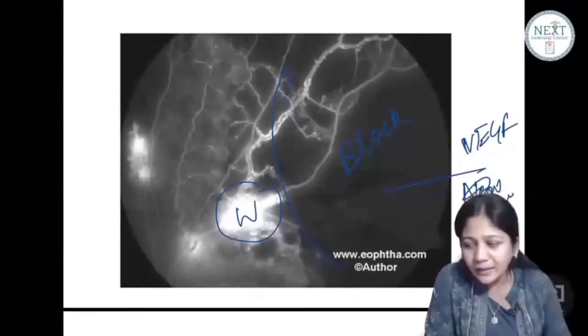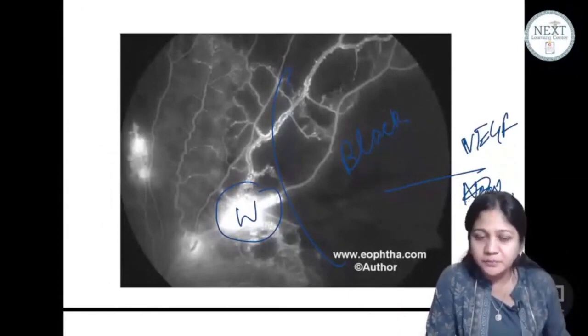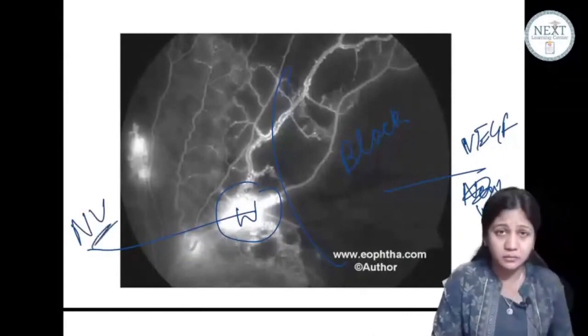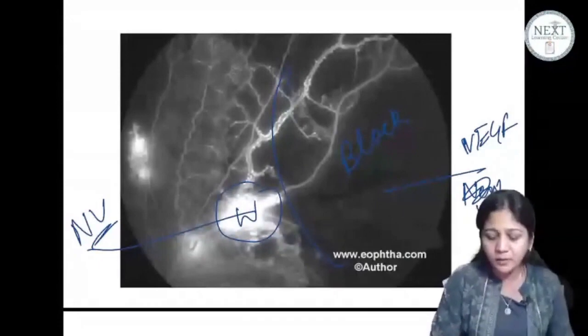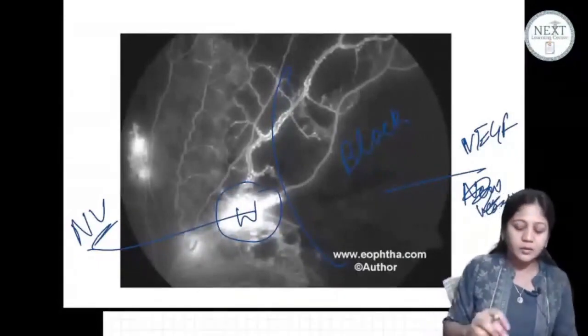And what does excessive white area mean? White means the dye is leaking from here. So which vessel is here? A new vessel, because the dye is leaking from this place. Yes or no? Have you understood? Not a hemorrhage but the leakage of dye. So let's write it down.